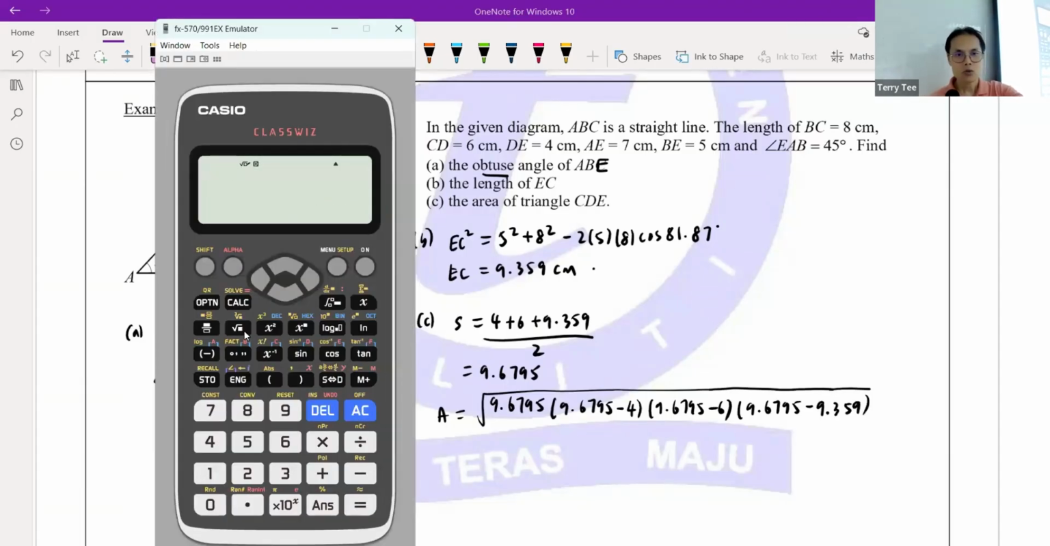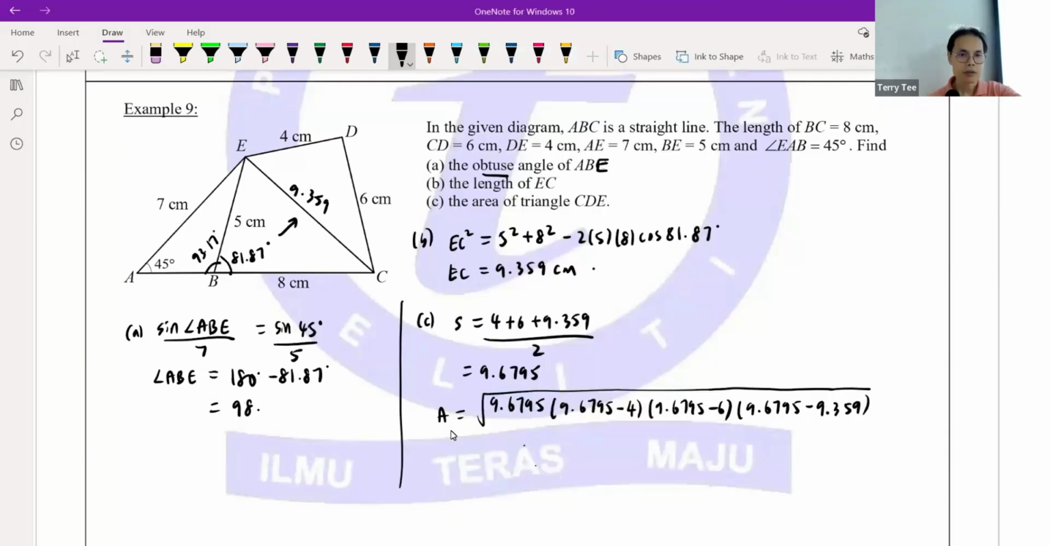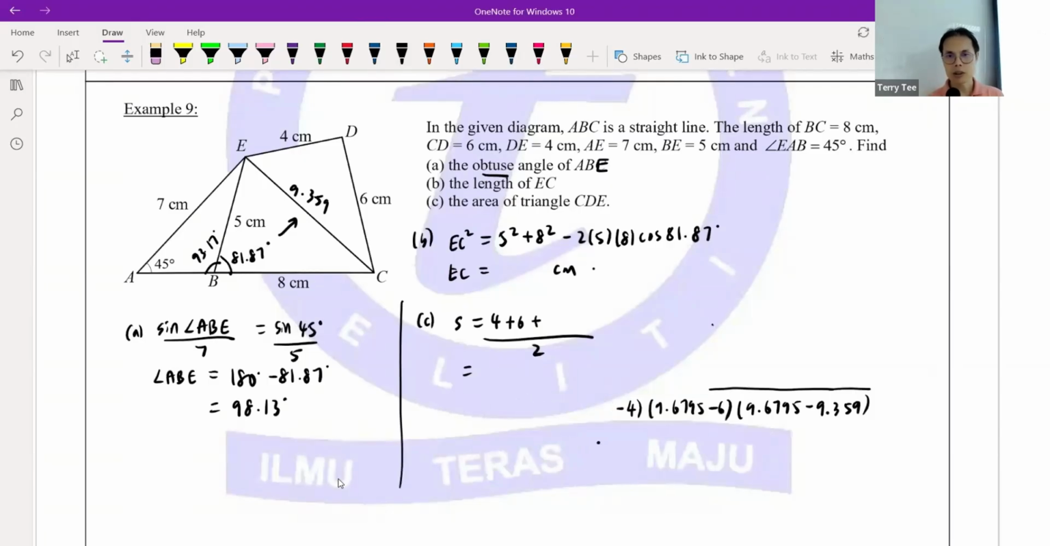Okay, so square root of answer, bracket, answer minus 4. Oh, I wrote this wrongly, 98.13. Is that so? Okay, sorry, 98.13. Okay, I made a mistake here when I typed in my EC, so it affects the whole thing here. Sorry, my EC is a different value. Okay, sorry, let me do it again.